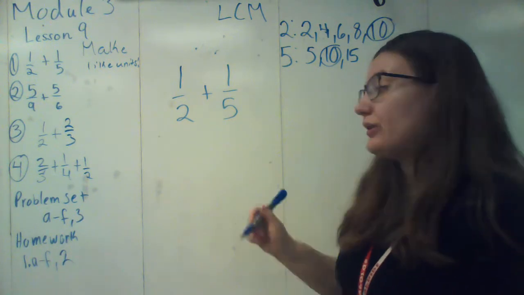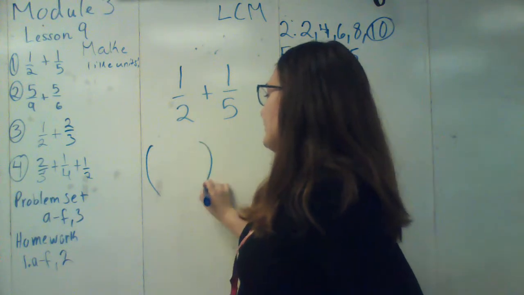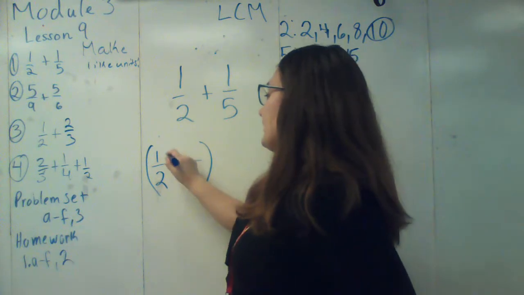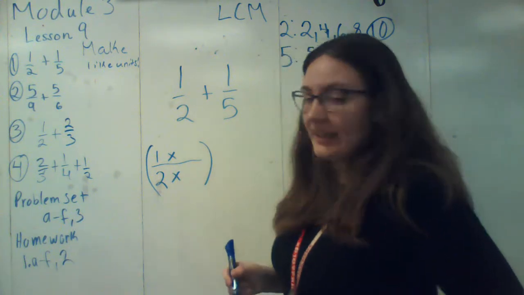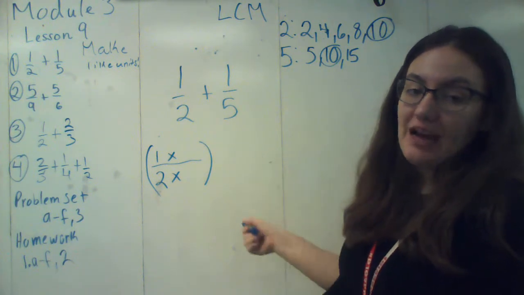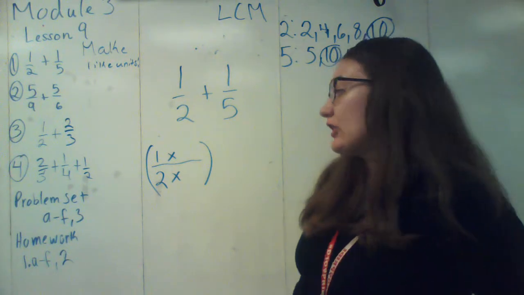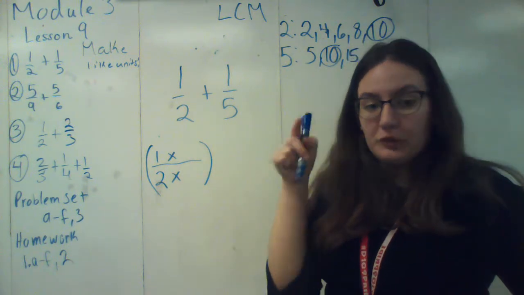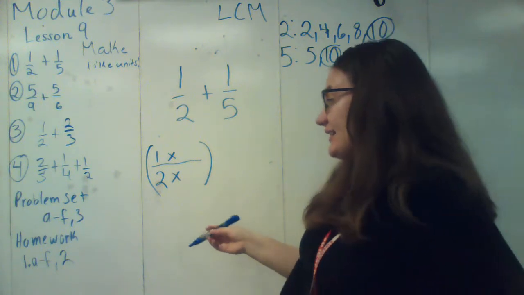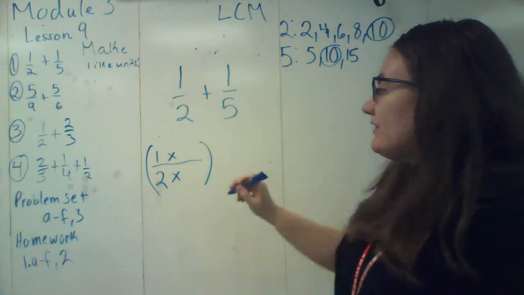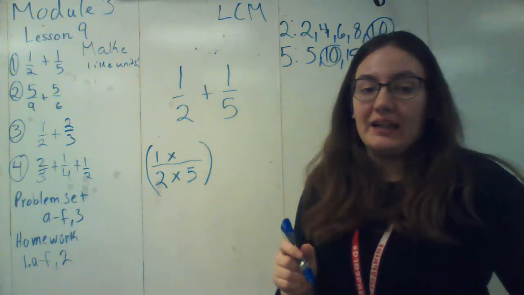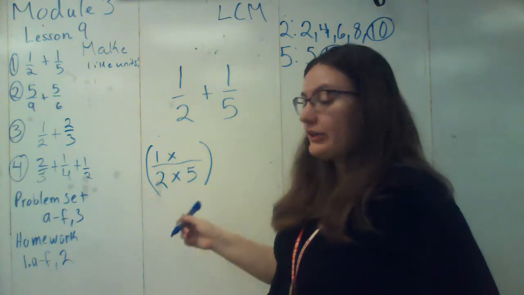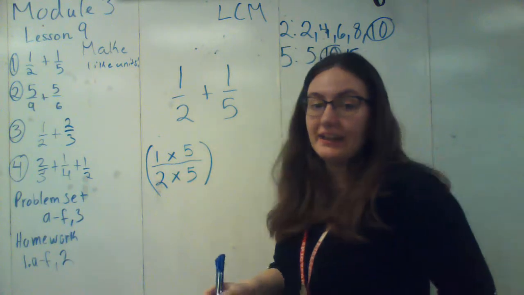So what I need to do with this is, in parentheses, I'm going to rewrite the fraction a half, except this time I'm going to be multiplying it by a number that will help it get to that 10. So if I want my denominator to be 10, I have to think about, well, what do I have to multiply my denominator by to get to 10? Well, I know that 2 times 5 gets me to 10, so I'm going to multiply the bottom by 5, and whenever I do this, whatever I multiply the bottom by, I have to multiply the top by. So I put a 5 right here.